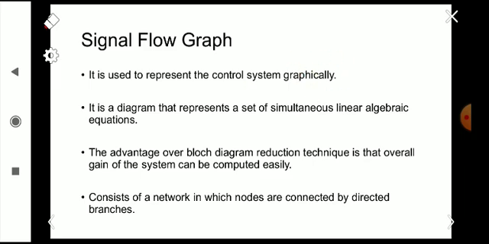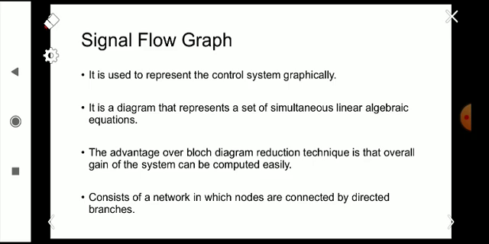This method was developed by S.J. Mason. A signal flow graph is a diagram that represents a set of simultaneous linear algebraic equations. The advantage over the block diagram reduction technique is that the overall gain of the system can be computed easily. When compared to block diagram reduction, the signal flow graph method is much simpler, a very simple method to find the transfer function.